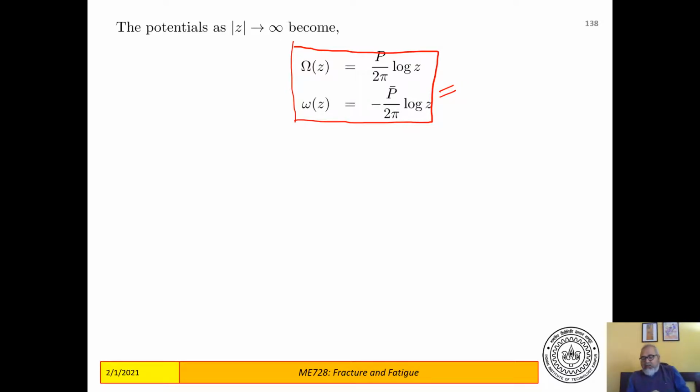So as you see, these are some of the problems that we can quickly solve with the techniques that we have learned, especially with the Kolosov-Muskhelishvili equations. And now we will take up some problems which will take us closer to what we want to do, that is solve the stress fields for cracked bodies.